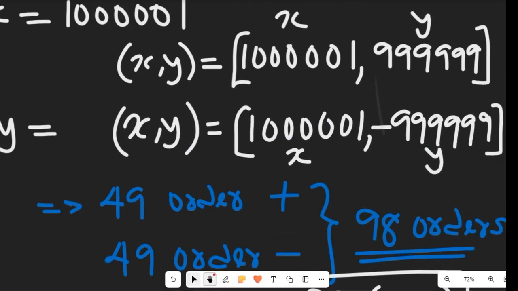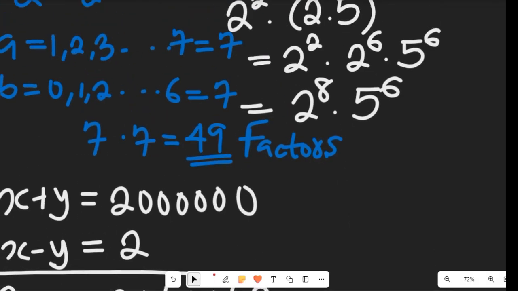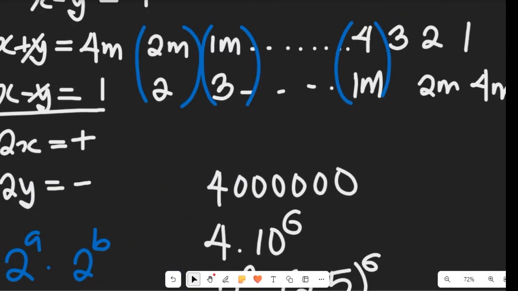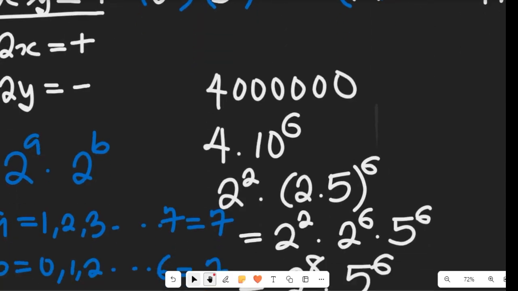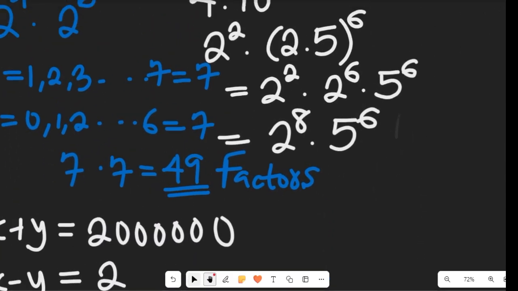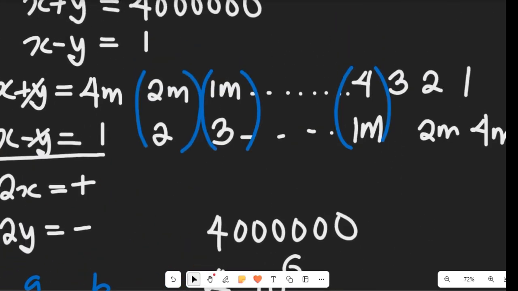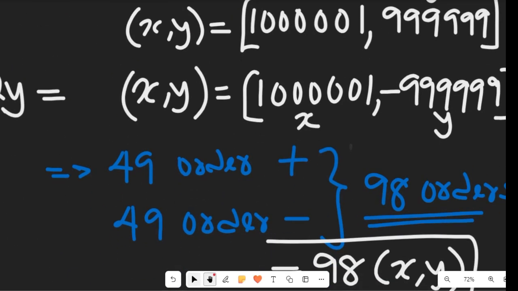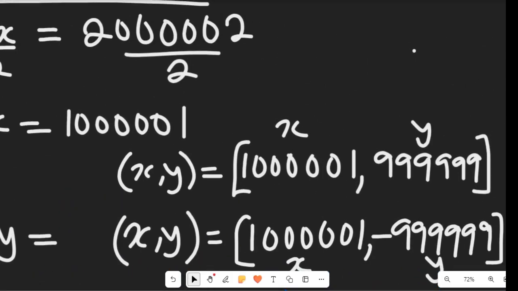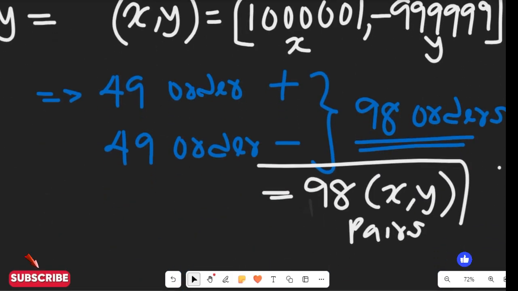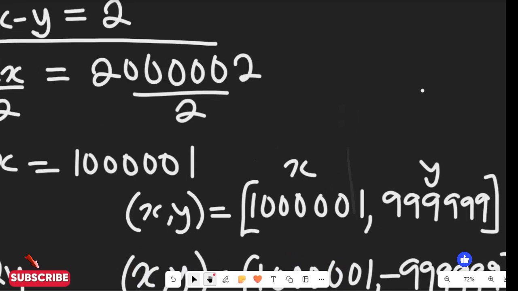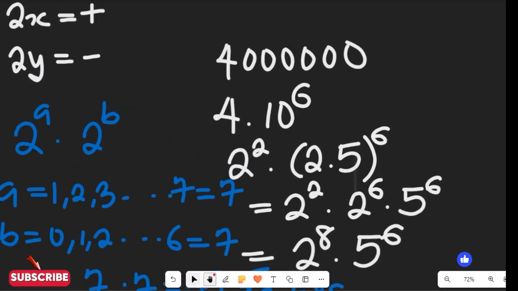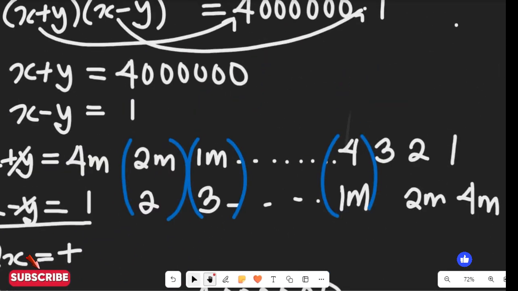So you see, it's very easy. All you need to do is find the range of these values and find the pairs that come out of each of these ranges. 4 million gives us 49 factors, and that tells us we can have 49 pairs from the positive aspect and 49 pairs from the negative aspect, and that gives us 98 ordered pairs in totality. So you see, very easy.